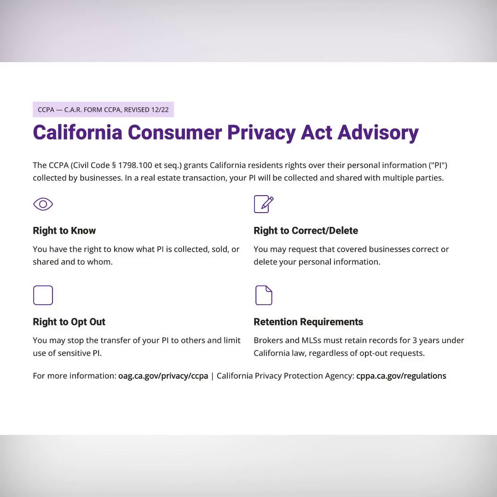The California Consumer Privacy Act, or CCPA, grants California residents significant rights over their personal information collected by businesses. In real estate, personal data is routinely shared among various parties. The CCPA gives individuals the right to know what information is collected, sold, or shared, and with whom. It also includes the right to correct or delete inaccurate or unwanted personal data, and the right to opt out of the sale or sharing of their information. However, be aware that despite opt-out requests, real estate brokers and MLSs are often legally required to retain certain records for several years, balancing privacy rights with legal compliance.